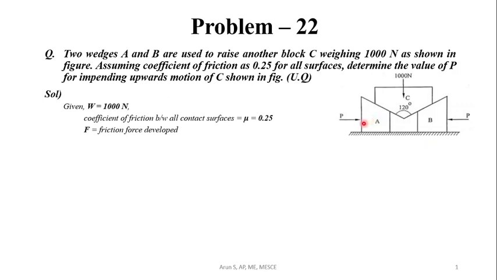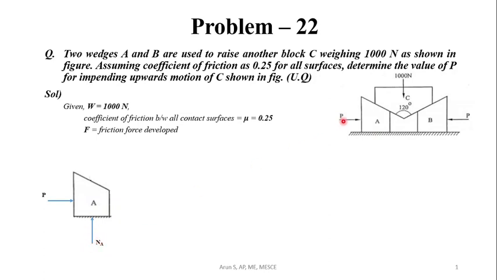Now, first we will draw the free body diagram of wedge A. The weight of the wedge is neglected, so we don't have to consider it. We represent the external force P. Next, at the horizontal surface, the wedge A has a normal reaction, which is perpendicular to the contact surface. Let it be NA.